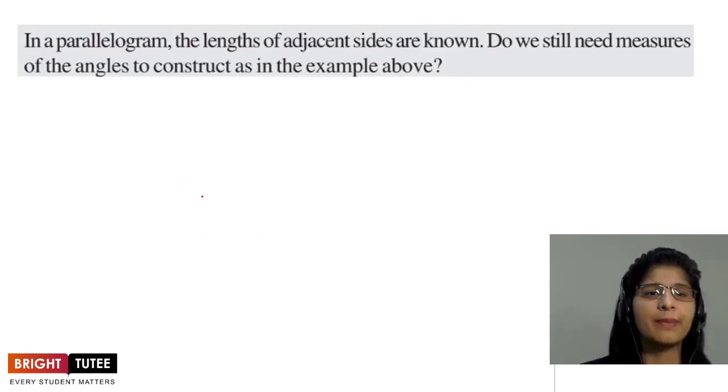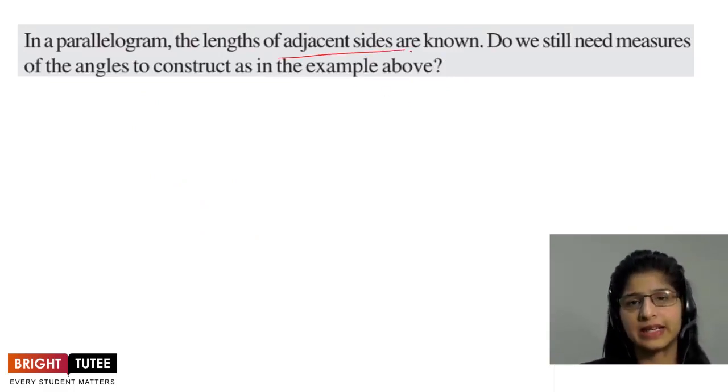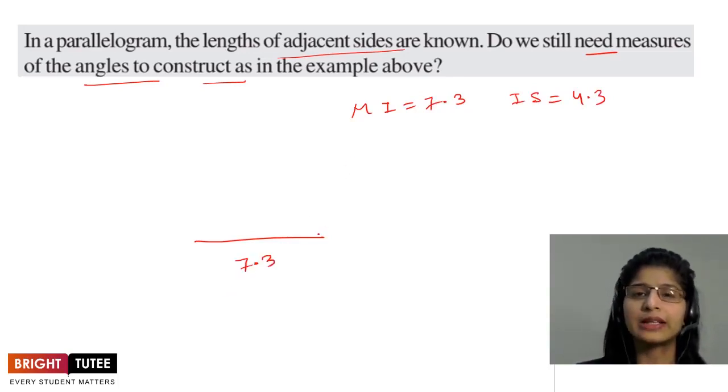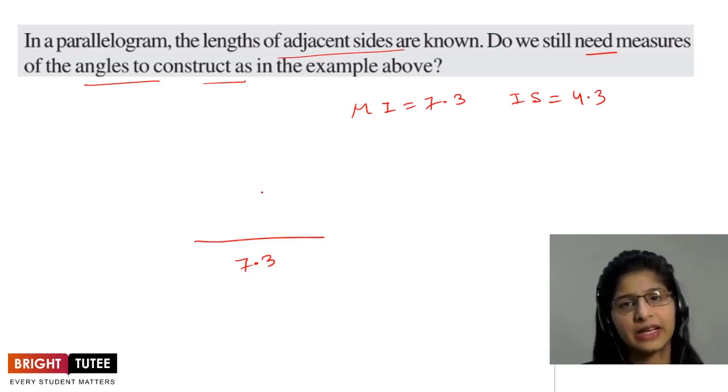Next one is, in a parallelogram, the lengths of adjacent sides are given. Do we still need measures of the angles to construct it, as in the example above? Just with two adjacent sides. Suppose MI is given as 7.3, and then IS is given as 4.3. So I'll draw MI as 7.3. Now how do we draw the other side if we don't know any angle? In a parallelogram, we know the opposite sides are equal, so yes, the side measurements are given correctly to us.